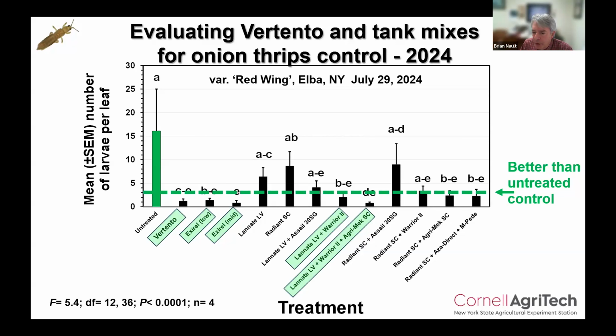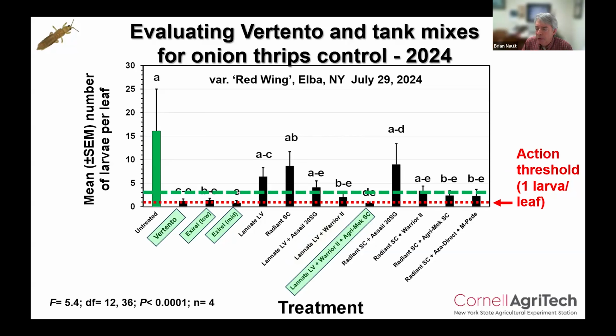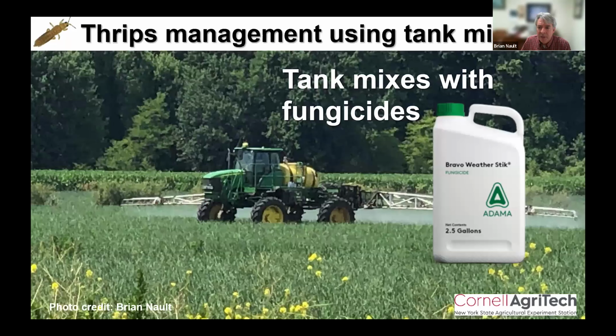Let's look one step further. Which treatments were able to knock the population down to below the threshold of 1 larva per leaf? Basically, everything that I just showed you, except Lanate plus Warrior, dropped out. But what has risen to the occasion is this 3-way tank mix of Lanate, Warrior, and Agramec. This is what I'm going to call the trifecta, and it can be used in a situation where you need to really do a good job of controlling thrips that may be at a very high density level.